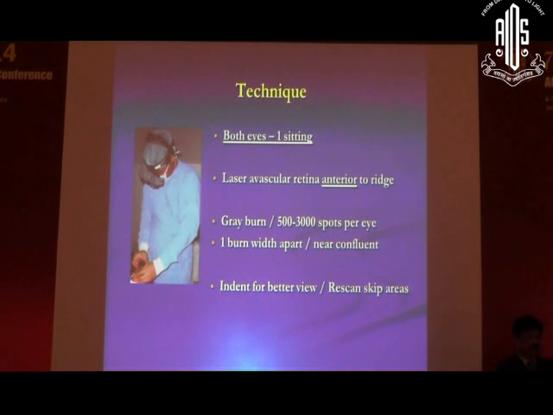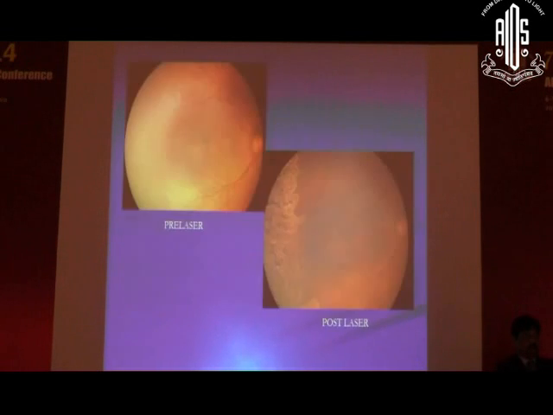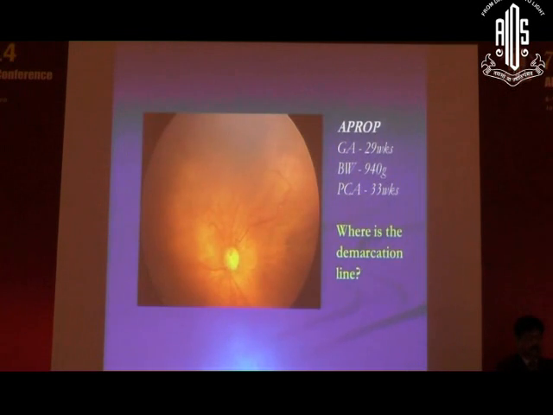So you should treat both eyes in one sitting, because these children usually tend to get sick before the procedure or after the procedure, and won't give you a time to laser again. So you should laser both eyes in one sitting. You have to laser anterior to the ridge, not on the ridge or behind the ridge, and you indent for a better view of the peripheral areas. This is how post-laser will look like. You have all these laser marks there, and the ridge, the ridge plus disease.